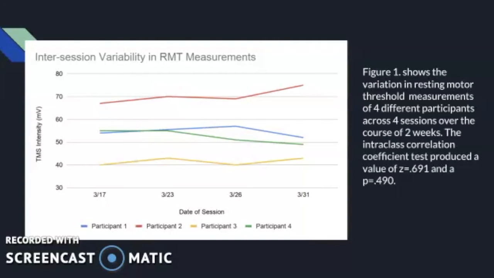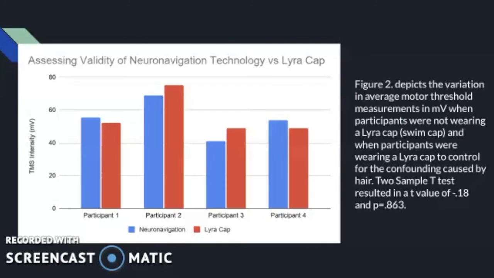In this figure, we look at the intersession variability in resting motor threshold measurements. Over the course of 4 days, we took motor thresholds from 4 different participants. As you can see from each of the lines, the TMS intensity remained approximately stable. To confirm this, we used an intraclass correlation coefficient test to produce a z-value of 0.691 and a p-value of 0.49. This is not statistically significant, showing that there's not a significant difference between days, despite our small sample size.